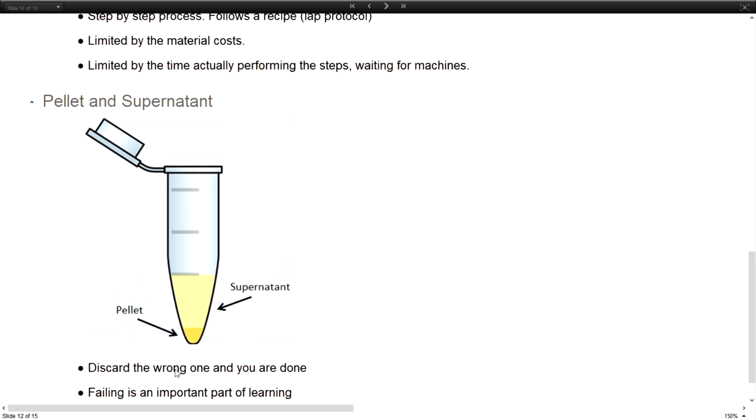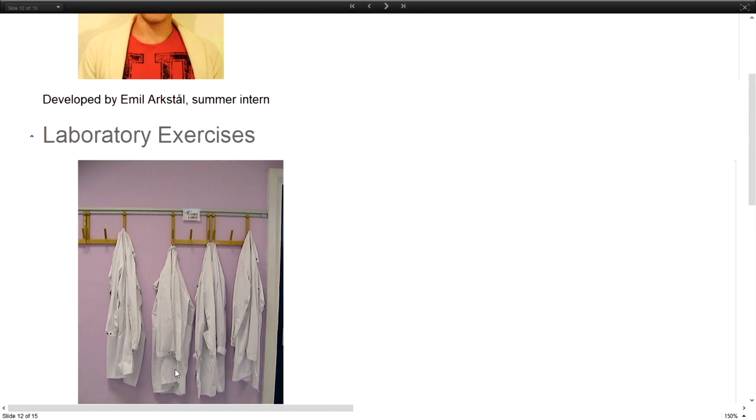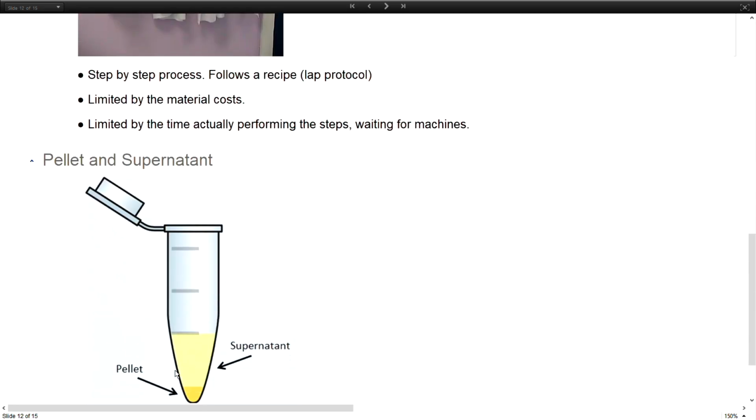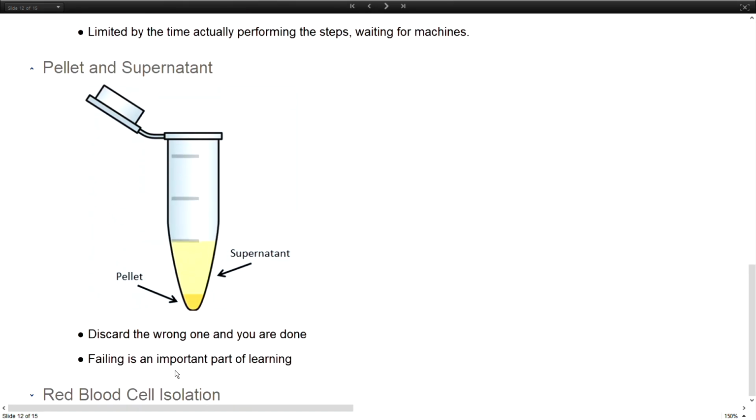And I kind of glossed over him in the beginning. I'm sorry, Emil. But Emil, one of our summer interns, thought along the same paths. So he thought, well, what if we could create a chemical or a biochemical or any type of laboratory exercise in a virtual environment? How would that look? So he went ahead and created some for the separation of hemoglobin.